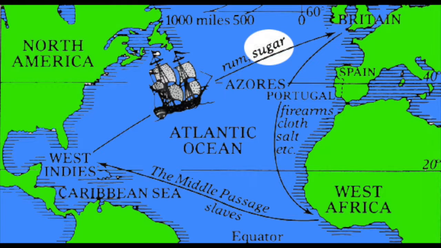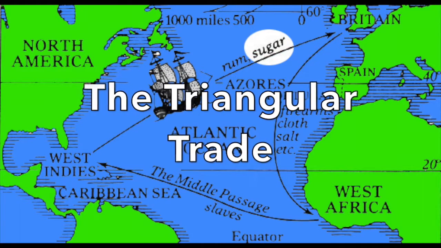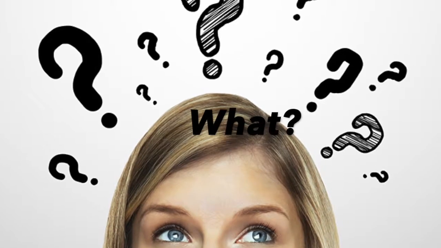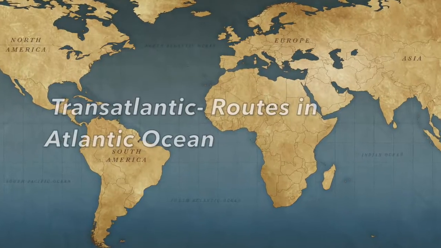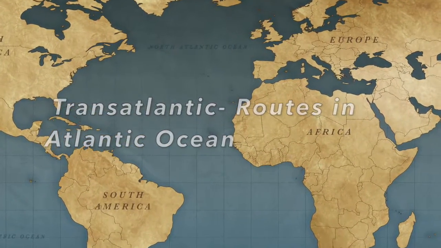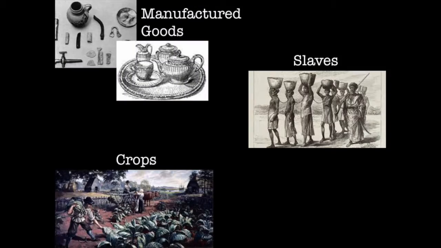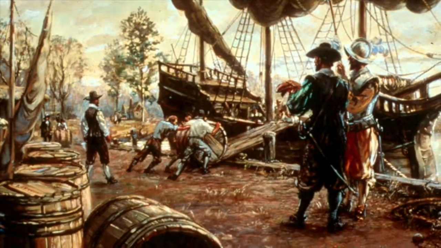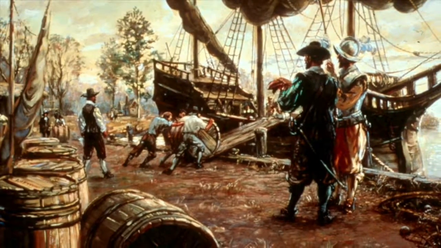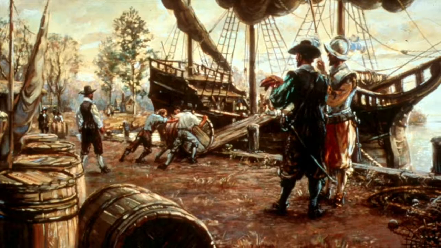Today's episode, we will be discussing the Triangular Trade. What was the Triangular Trade? The Triangular Trade route was a transatlantic voyage between the 16th and 19th centuries. Manufactured goods, crops, and slaves were transported all over Europe, Africa, and the Americas. Countries bartered or traded goods for other products and money to keep the trade system flowing.